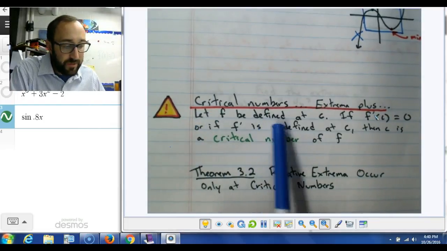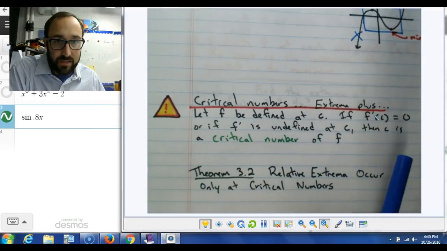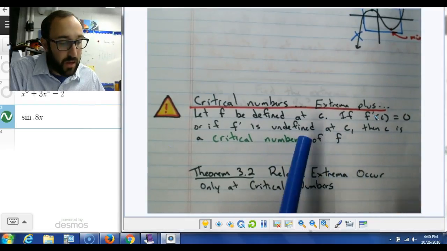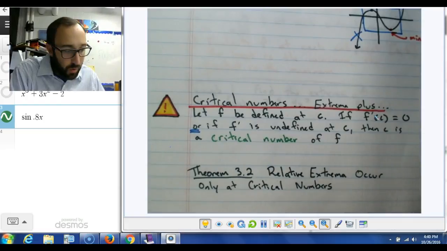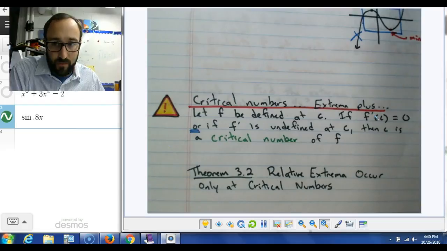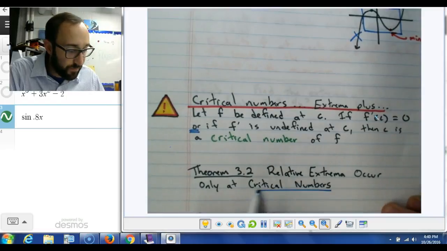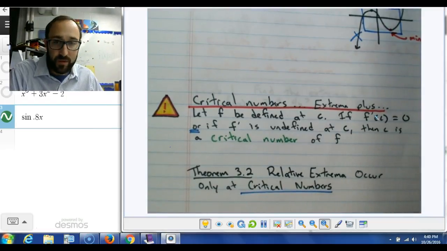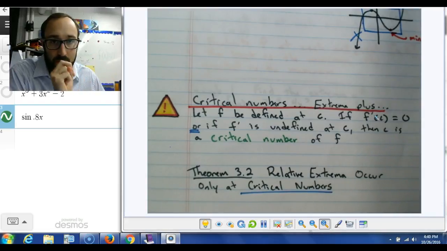All right, so let f be defined at c. That means that it's actually got a spot there, it's kind of like it's continuous at c. We don't have a hole or an asymptote or something like that. So if f prime of c equals 0, or if f prime is undefined at c, then c is a critical number of f. All right. And then theorem 3.2, relative extrema occur only at critical numbers. So critical numbers happen when one of two things happens. 1, the derivative is 0, so the slope is 0, or 2, there is no derivative. It's undefined. Okay? That's what we need to know.